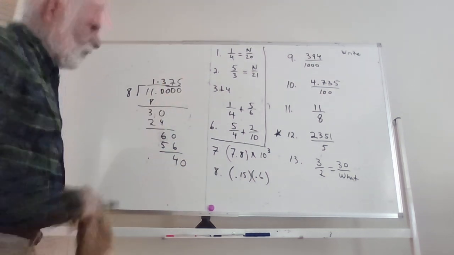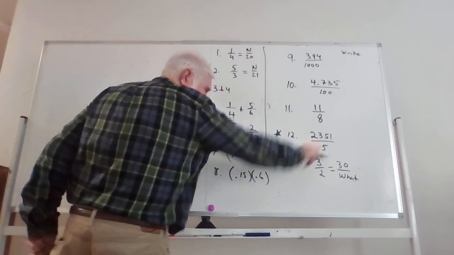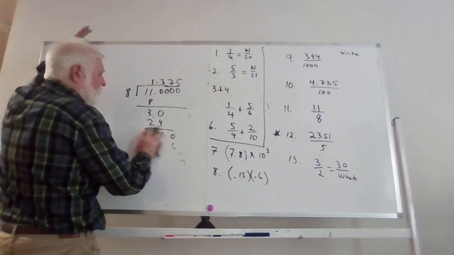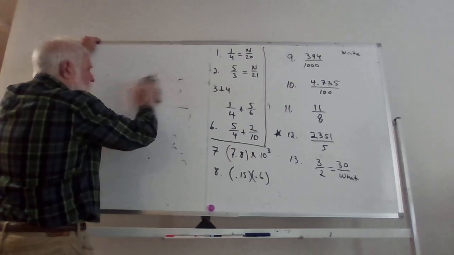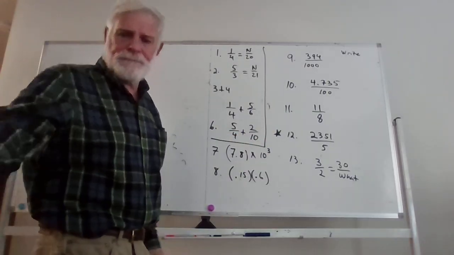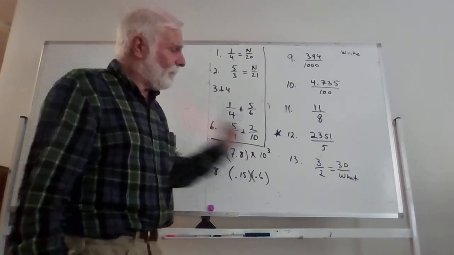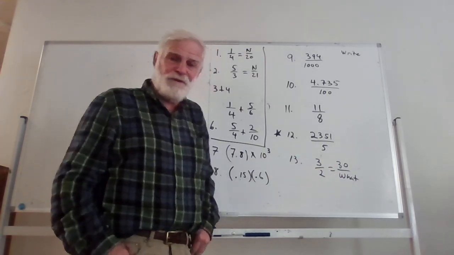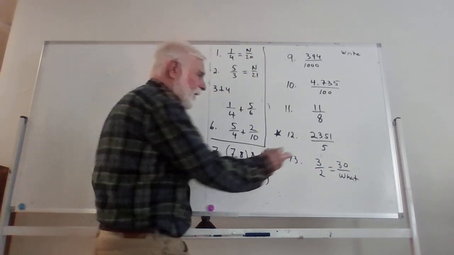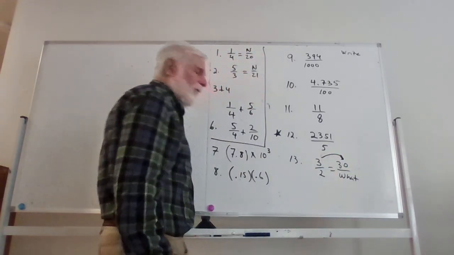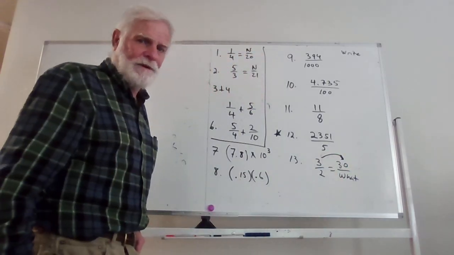And then I gave him another one right on the spot, which is easier in terms of decimal and remainder. 2351 divided by 5. We're going to do the same thing. Write it as a decimal. Then I come back to 3 halves equals 30 over what? Last time the what was in the numerator, now it's in the denominator. And I hope he sees times 10. So times 10, 30 over 20. That's what I hope he sees.